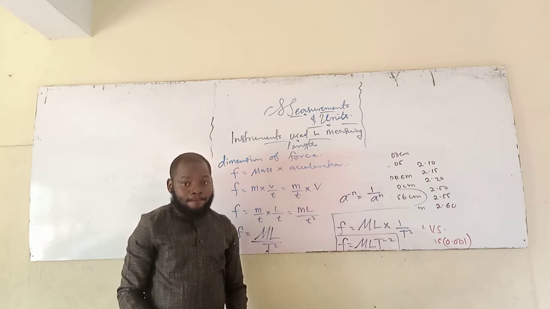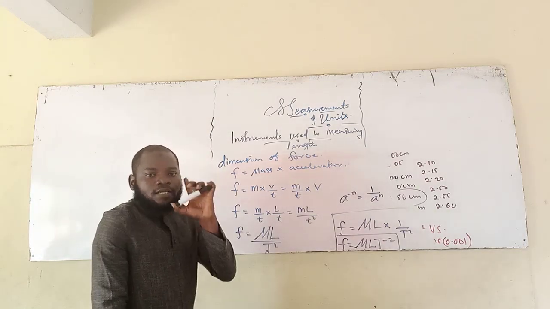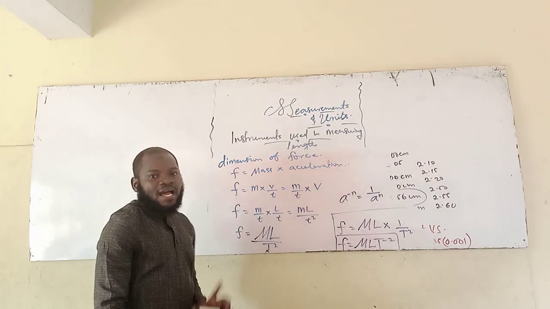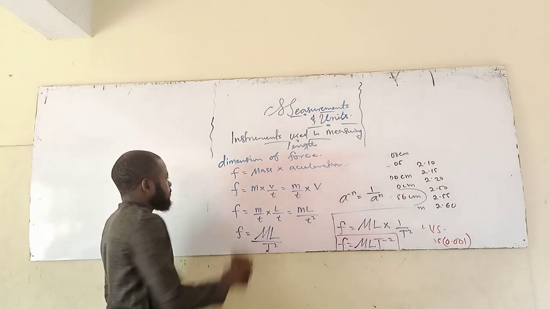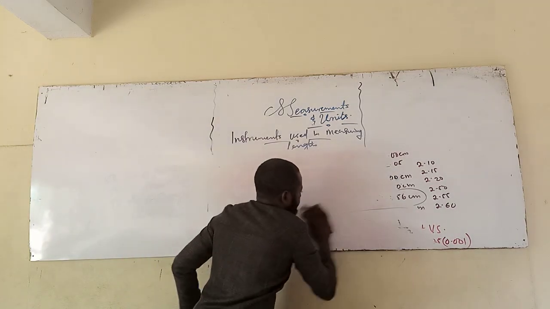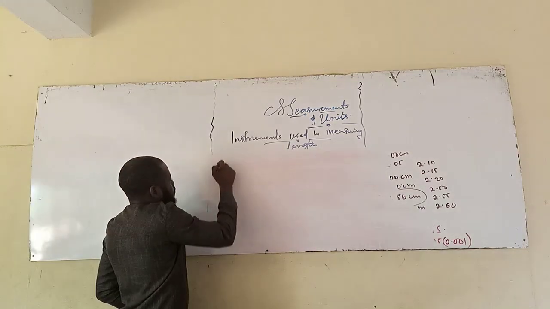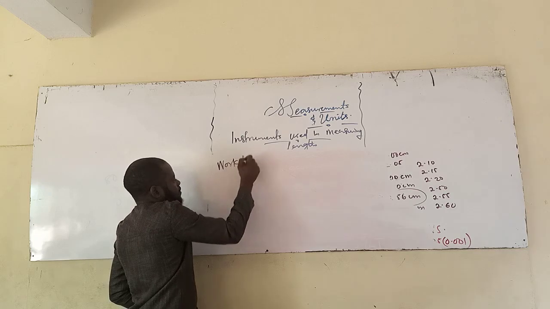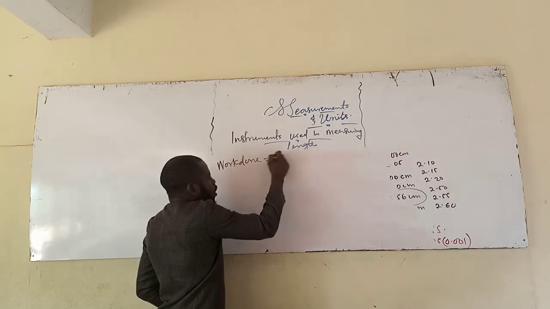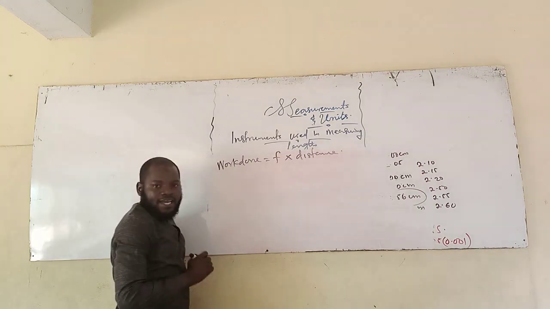Are we sure? Okay. Let's move on and look at one more quantity, then we start solving questions. And that will be work done. So let's look for the dimension of work done. The dimension of work done includes what? W, work done, equals force multiplied by what? Distance. Are you getting this now?